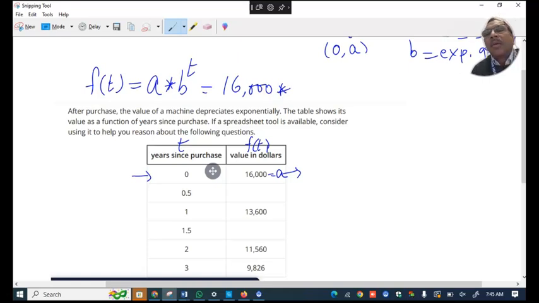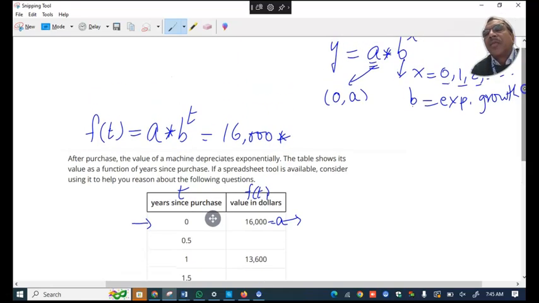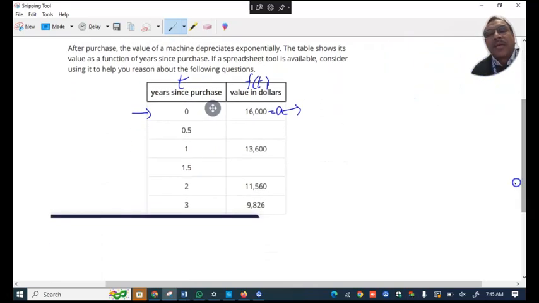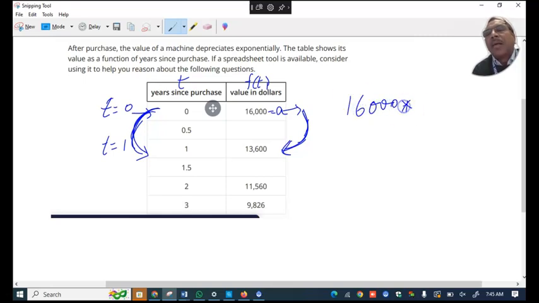times, and now remember this b is the growth factor in the increment of 1, 0 to 1, 1 to 2, like that, not the fraction. So from 0 to 1, you can see this grows. This is for t equals 0, and this is t equals 1. And you can see from here, how did it increase from 16? 16 times multiplied by what? What gives you 13,600? So this is the question that we need to know.